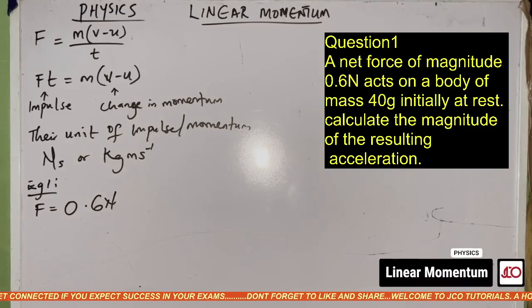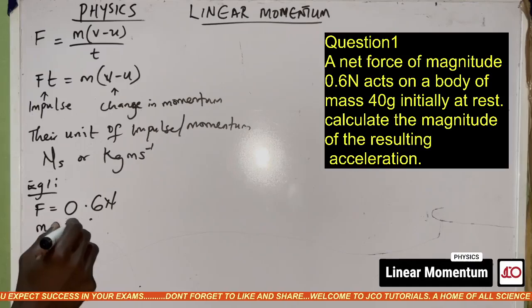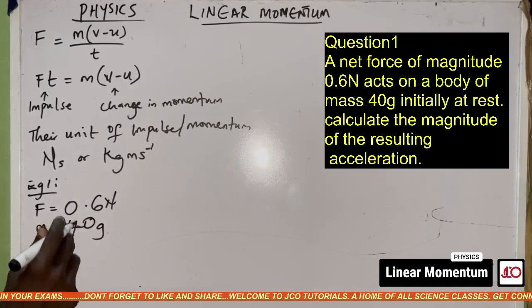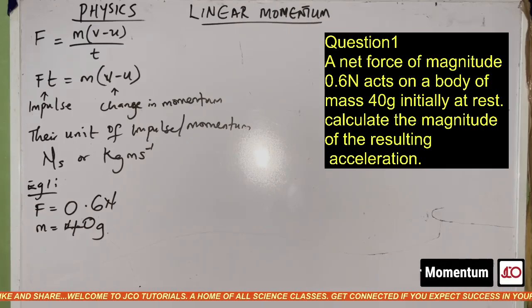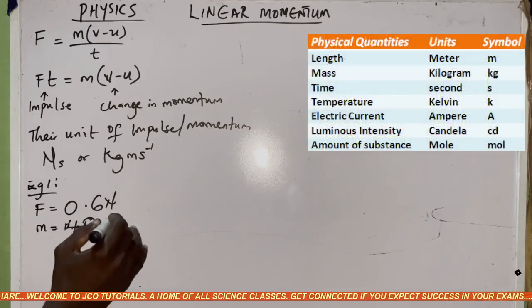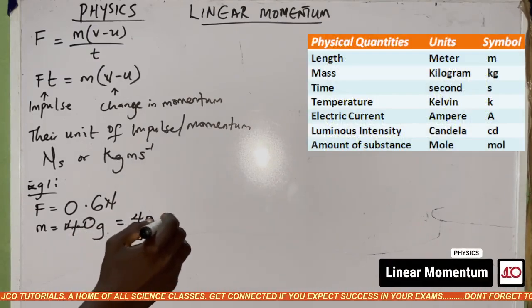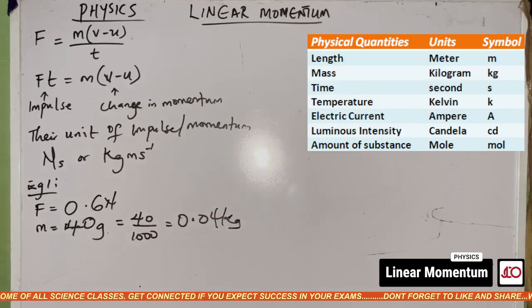So it also gives us the mass there. Mass is, sorry, 40 gram. Like we had said, go back and understand your fundamental quantities. If you notice in your fundamental quantities, the unit of mass is kilogram, not gram. So we must convert, like I said, we must convert to what? Kilogram. How? Divided by 1000, you have 0.04 kilogram.